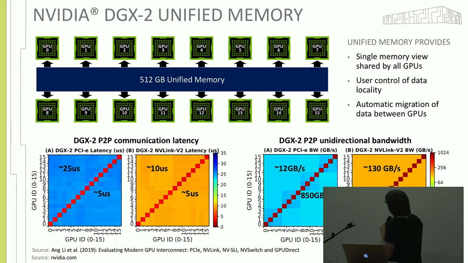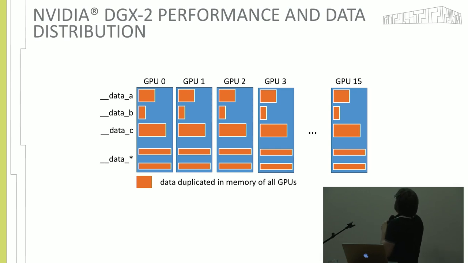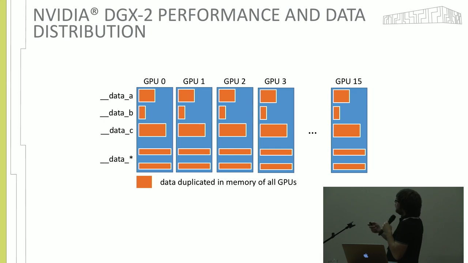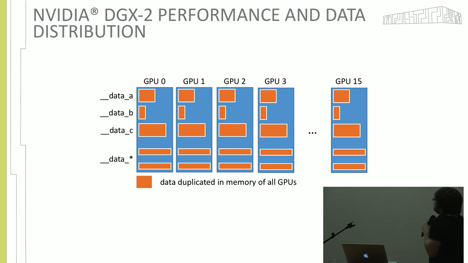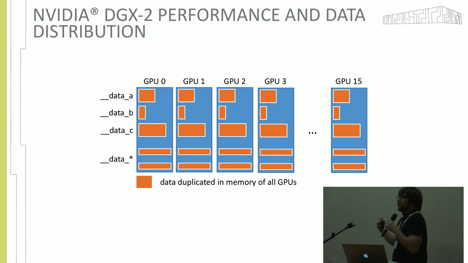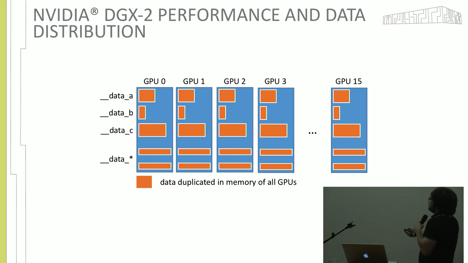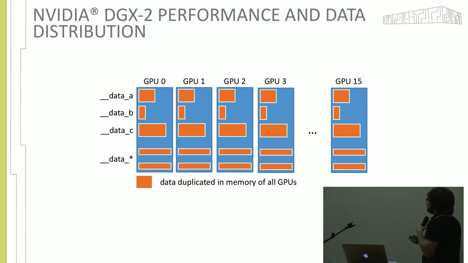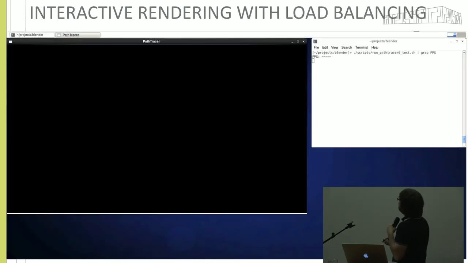So this is the platform that we used. We tested this platform, we ported the Cycles renderer to this platform, and as a baseline, we use the GPU how it's used in general. You just duplicate the data, and you render a part of your scene on each of the GPUs. So you have to duplicate the data in all the GPUs' memory. So this is kind of a baseline.